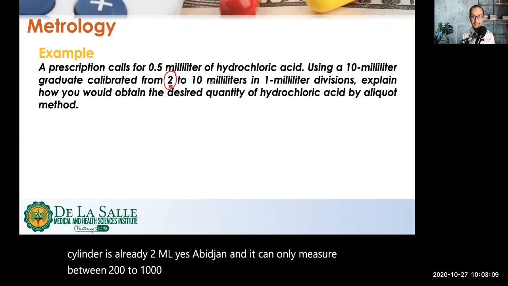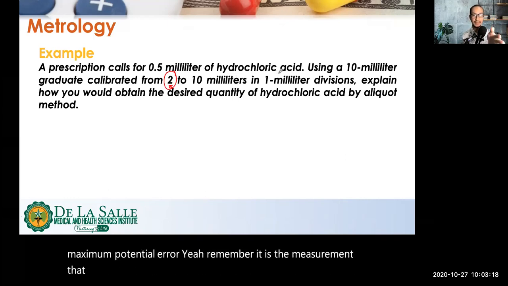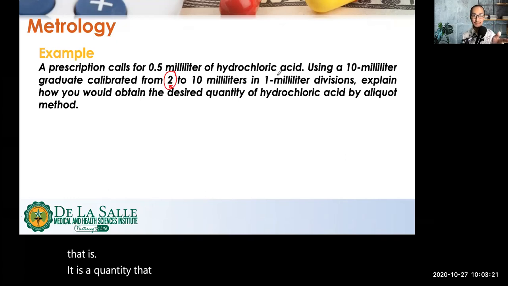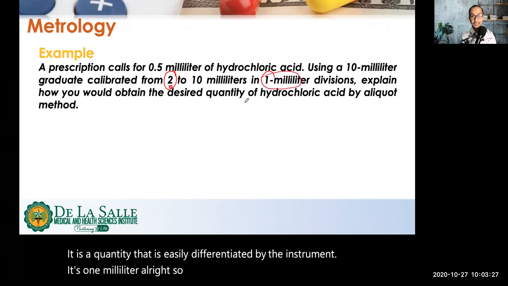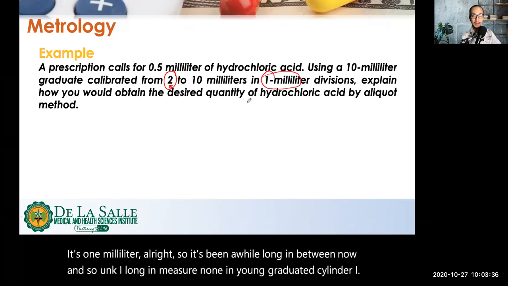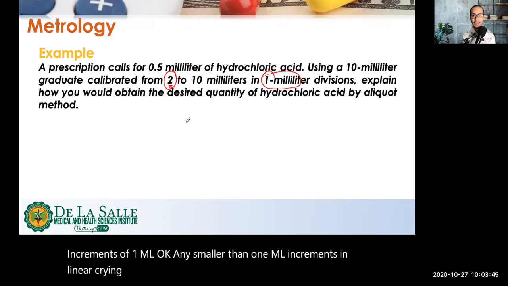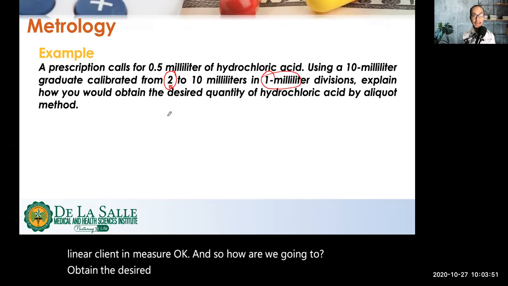Okay? The next thing is yung error, yung maximum potential error niya. Remember, it is a quantity that is easily differentiated by the instrument. Okay? It's 1 milliliter. Okay? So, ibig sabihin walang in-betweens. No? Ayan. So, ang kaya lang i-measure ng inyong graduated cylinder ay increments of 1 milliliter. Okay? Any smaller than 1 milliliter increments, hindi niya kayang i-measure. Okay? Ayan. So, how are we going to obtain the desired quantity of hydrochloric acid by Aliquot method?